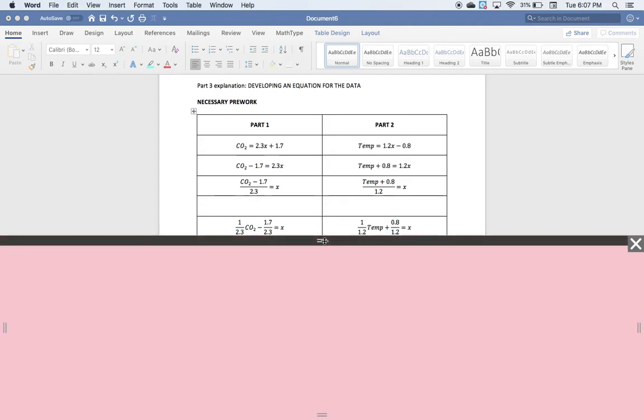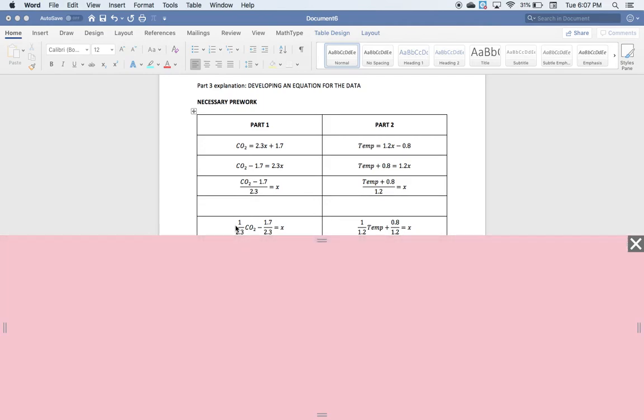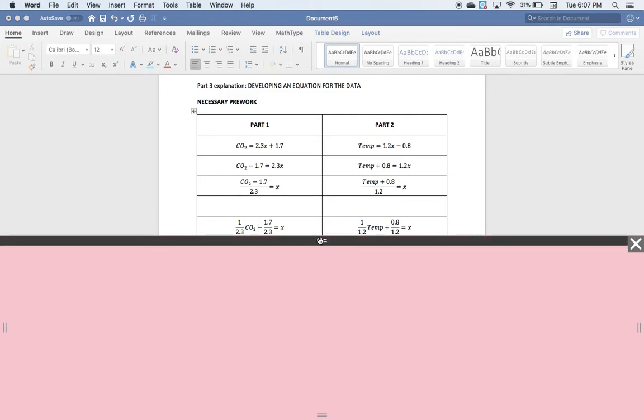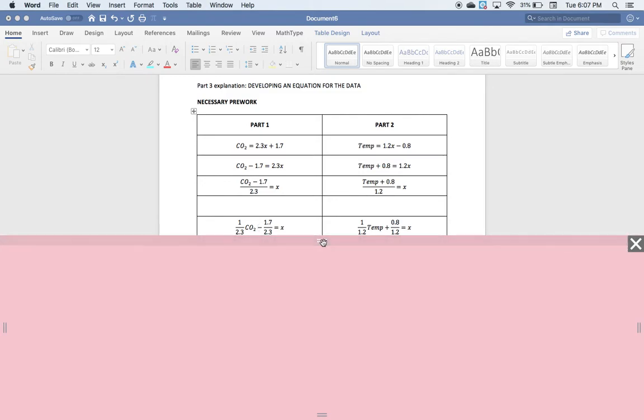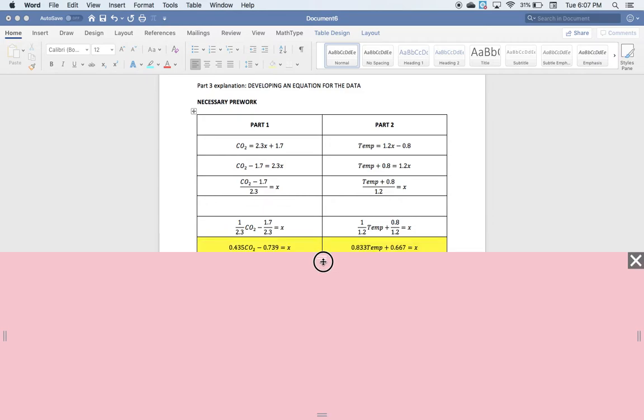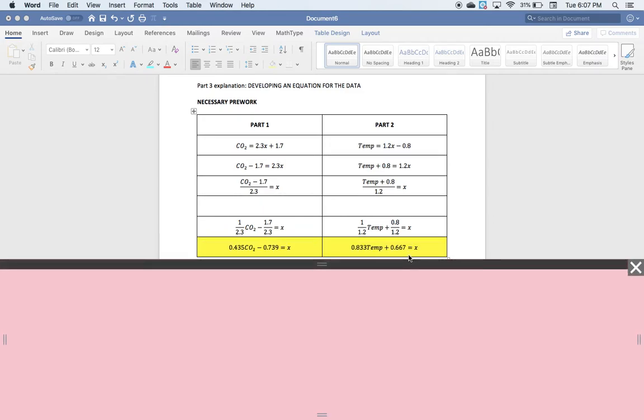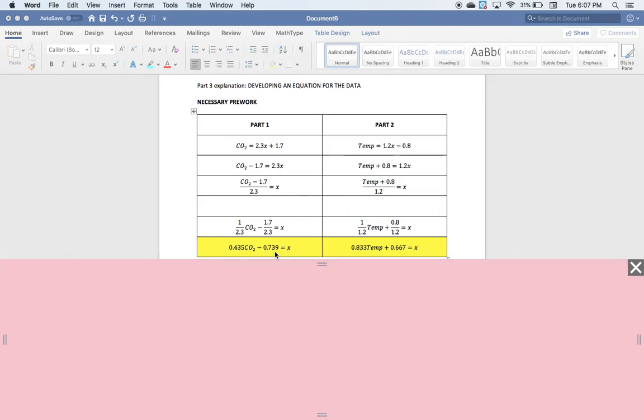So let's simplify a little bit here. We're going to divide these fractions and just get one number. It's okay to round to 3 decimal places here. What I end up getting is two new equations where x equals for both. For part one, mine became 0.435 times CO2 minus 0.739 equals x. And for part two, I get 0.833 times temperature plus 0.667 equals x.